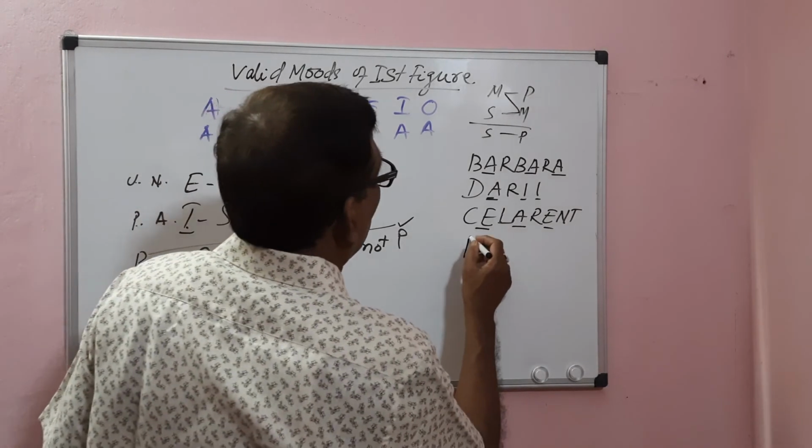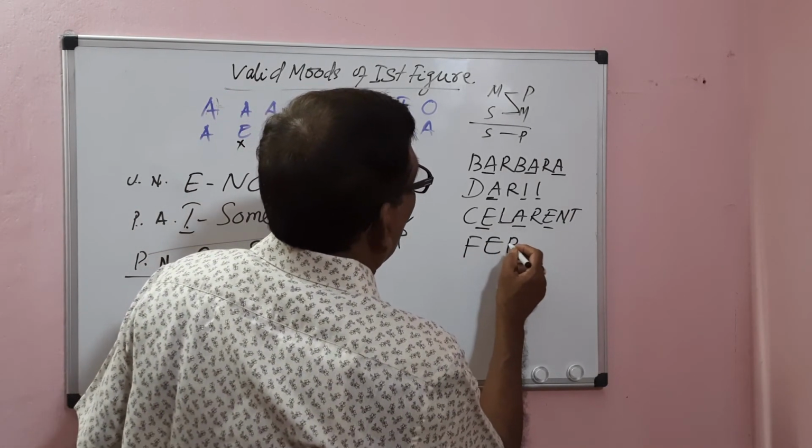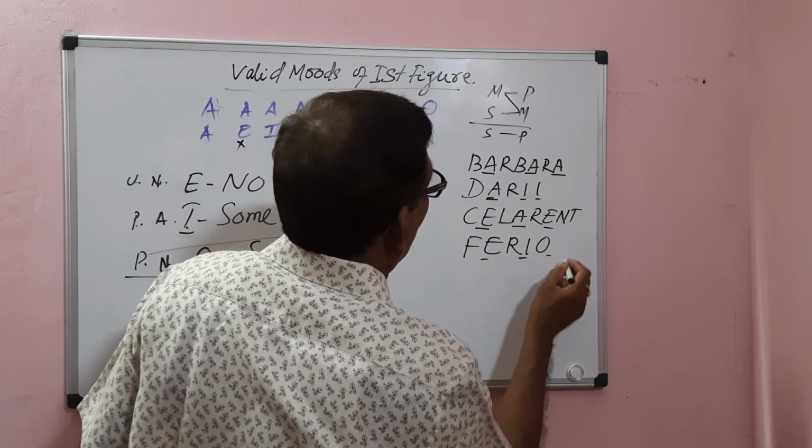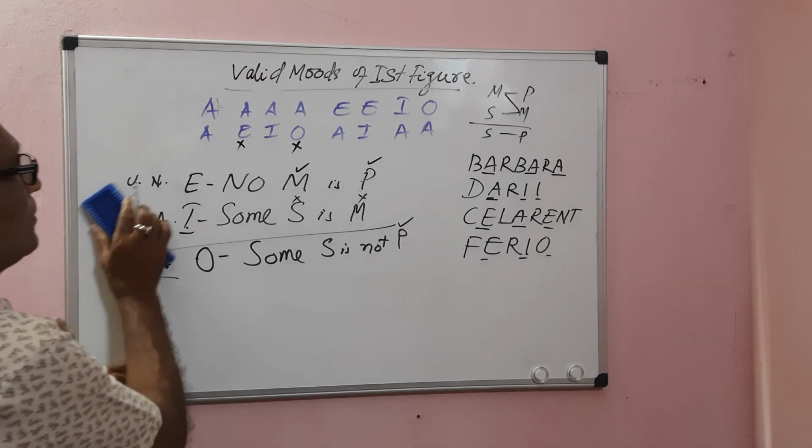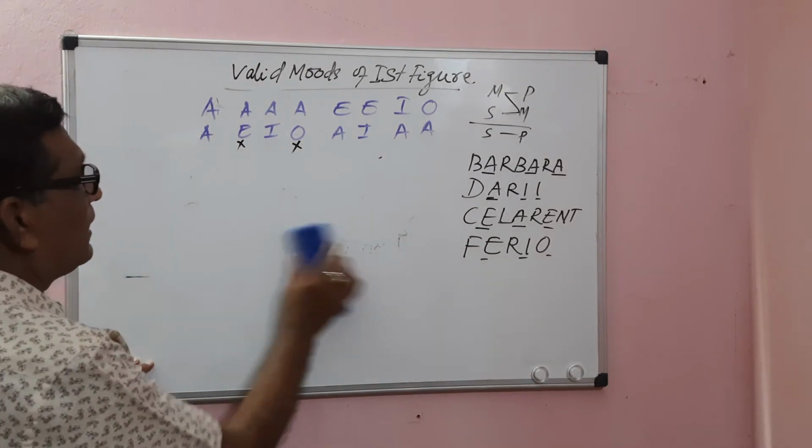Its name is Ferio, F-E-R-I-O. E-I-O. Ferio. From EI we got the conclusion O. Then IA and OA.